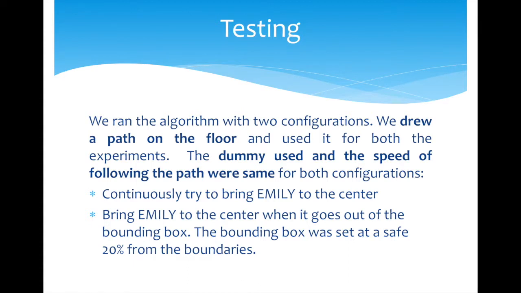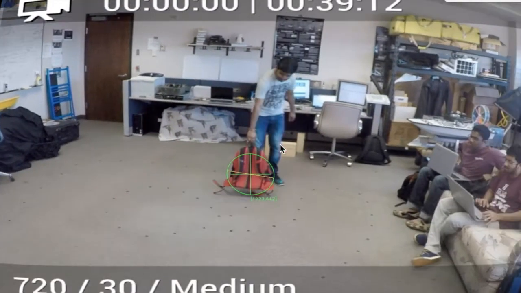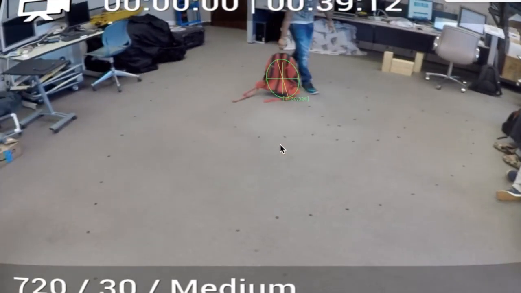For testing our algorithm, we ran both the continuous and the 20% configuration through the same set of experiments in the lab. We set a specified path and, using the dummy, we followed the path at the same speed. We first present the video of the continuous testing. The black markers on the floor specify the path to be followed.